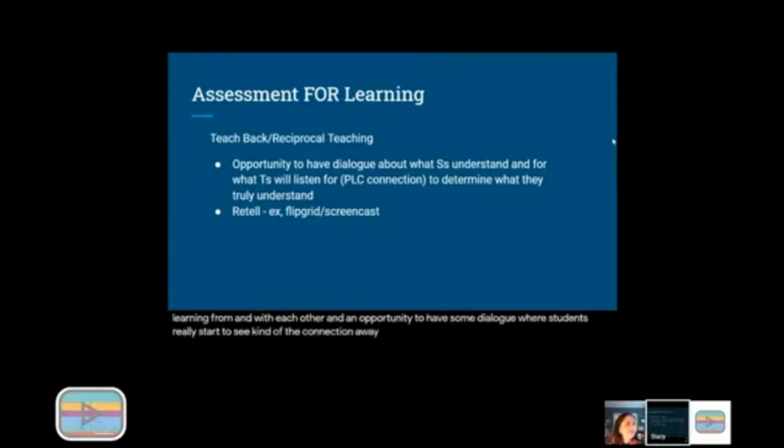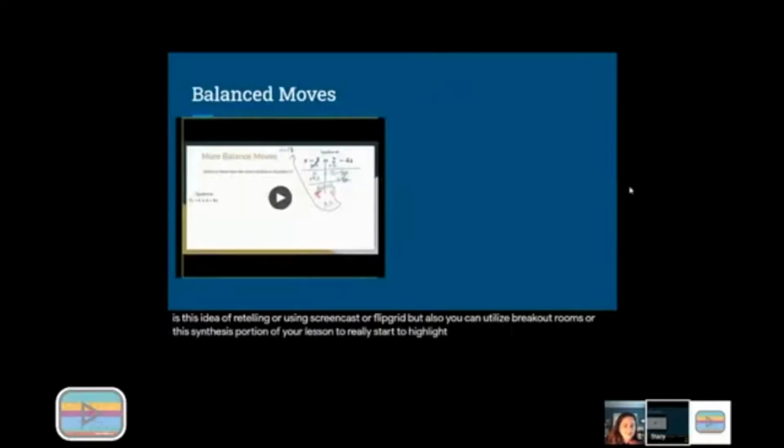A way that you can work with it, as you see on the screen, is this idea of retelling or using screencasts or Flipgrid. But you can also utilize breakout rooms or the synthesis portion of your lesson to really start to highlight some of the information. In just a moment, we're going to watch a clip of some of the same group of gentlemen that you saw earlier, but on a different lesson. This clip highlights how the teacher might facilitate identifying multiple approaches and making the connection to the new learning of solving equations.